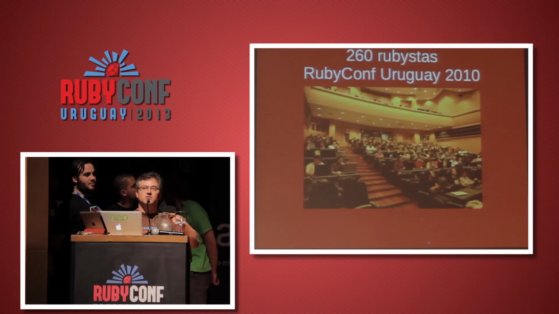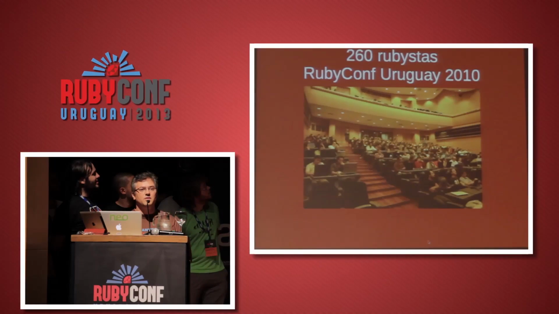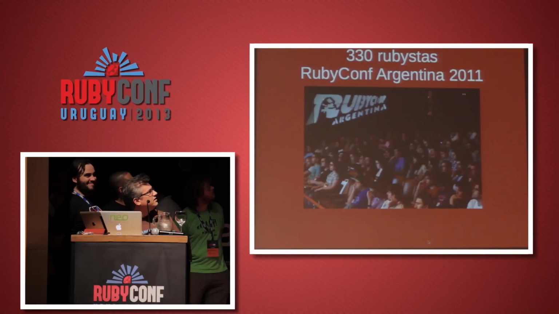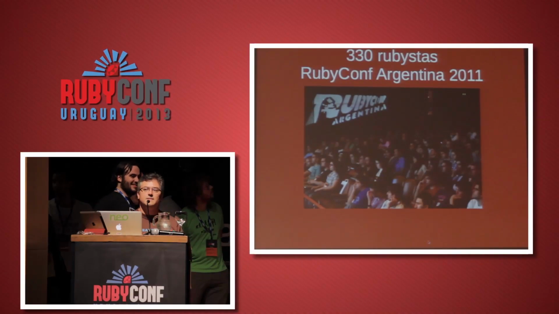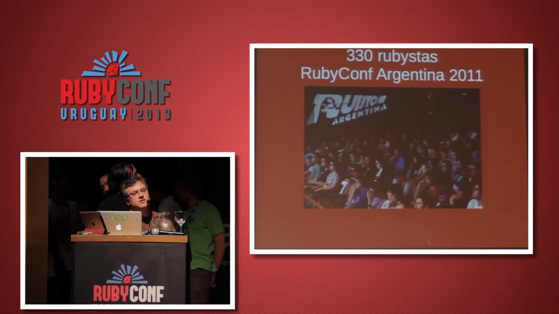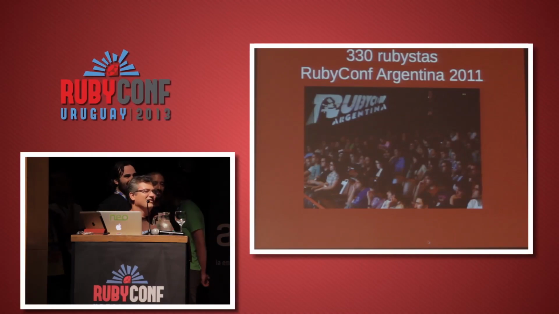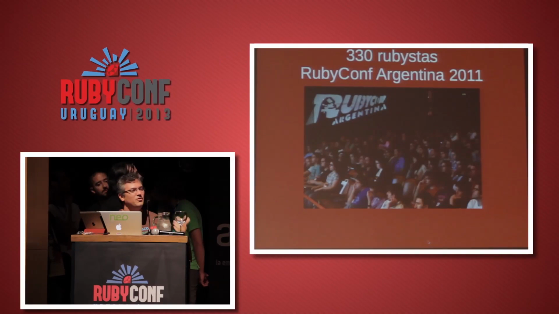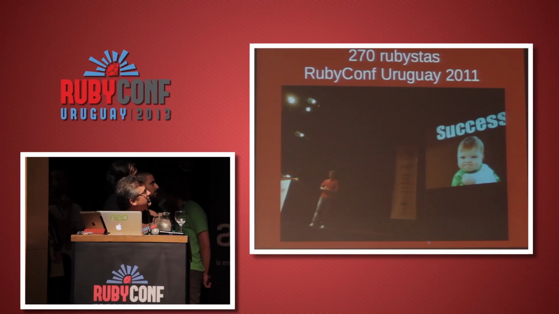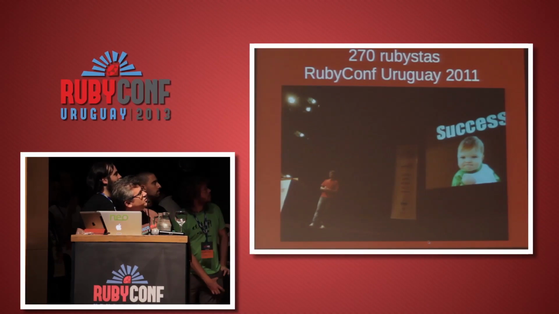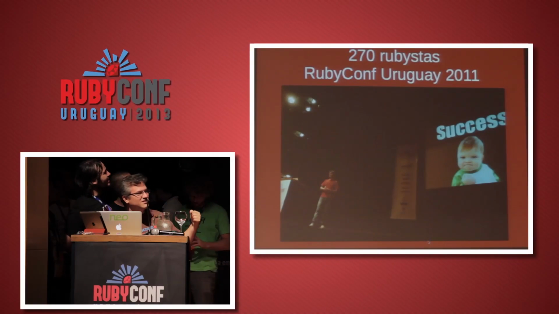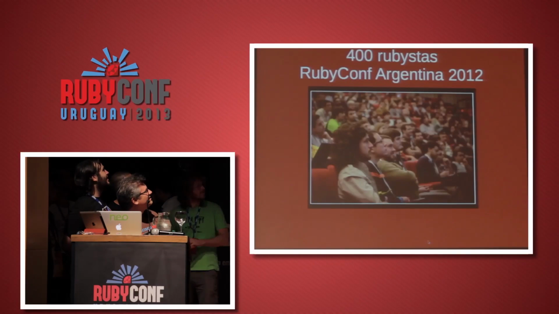And then in 2010, that picture you recognize was taken here. That was quite a good turnout, RubyConf Uruguay. 2011, 330 people in RubyConf Argentina. Well, there are many more. There's a greater population in Argentina, don't be mean. But that was also very successful, and a lot of people went there from Uruguay. 2011, RubyConf Uruguay, 270. 10 more than the previous one, a great success.